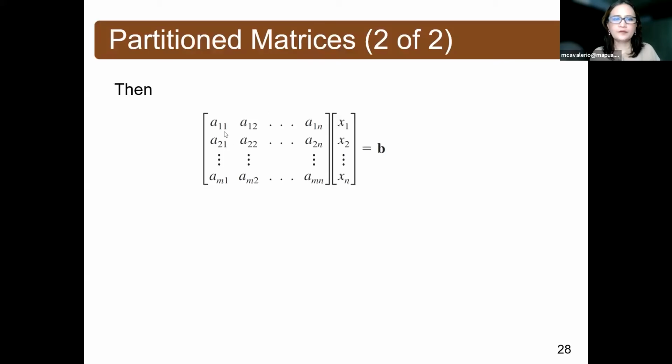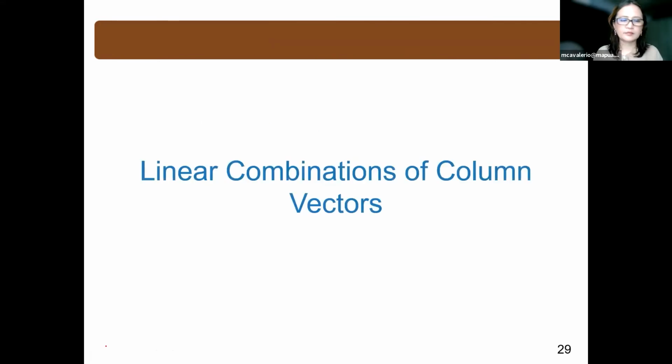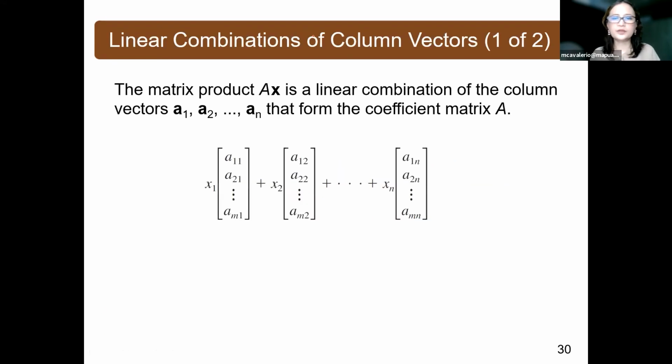So we have here your coefficient matrix multiplied to your vector that consists of all the unknowns, equivalent to B. Now, with your AX equals B, we can actually express the matrix product as a linear combination of column vectors. Now, how do we do that?